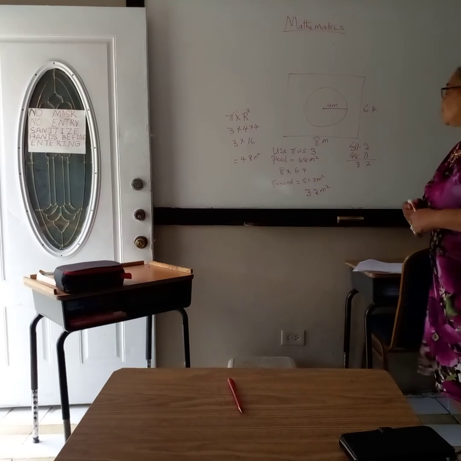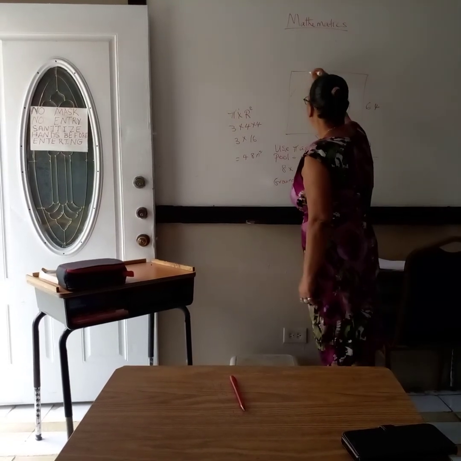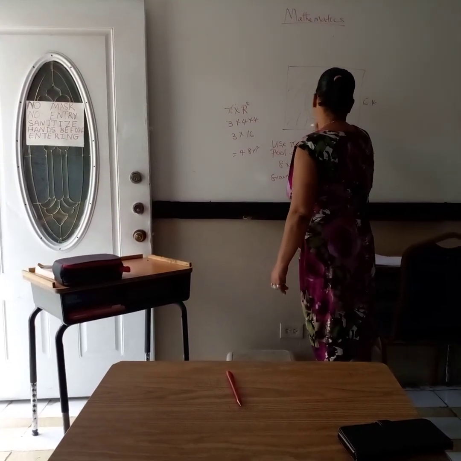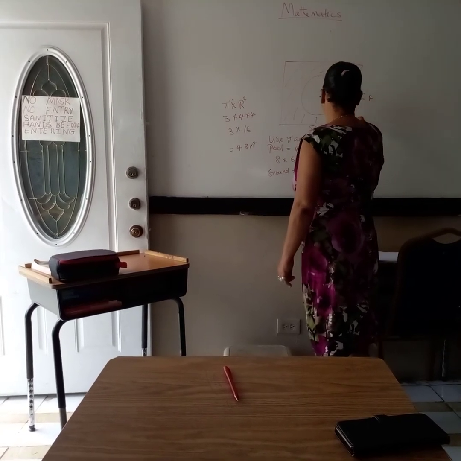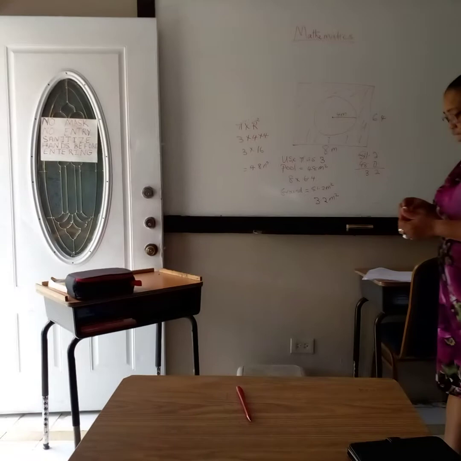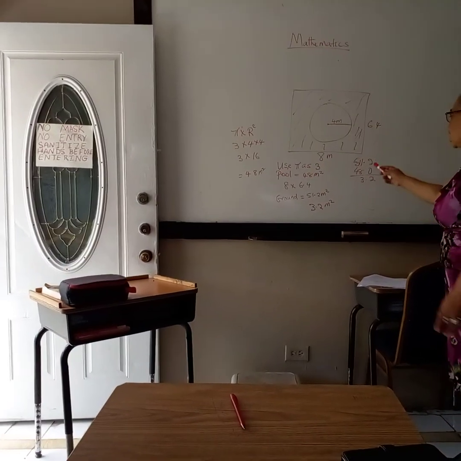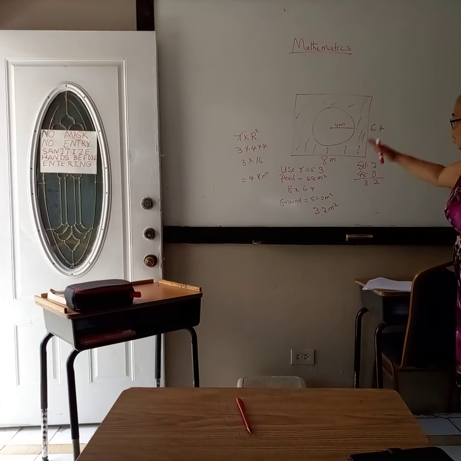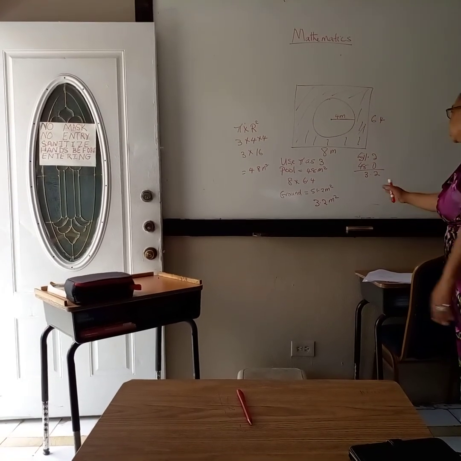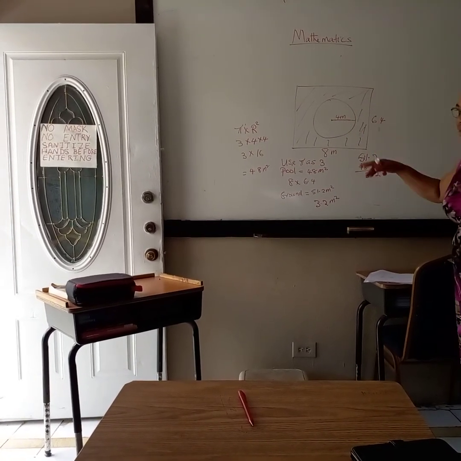Now they're asking me for this area around here, which is the area surrounding the pool. What I'm doing here is I am simply taking the area of the entire plot of land, I'm subtracting the area of the pool, and the difference between the plot of land and the pool is going to be the area of the playground.